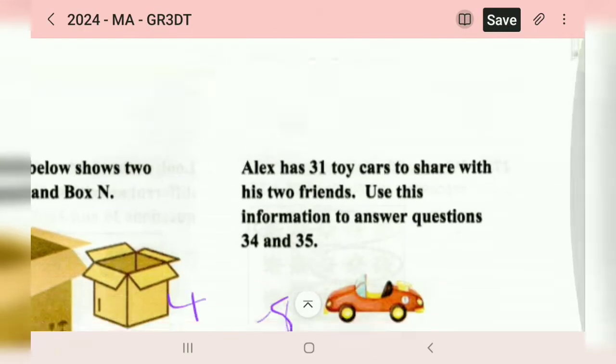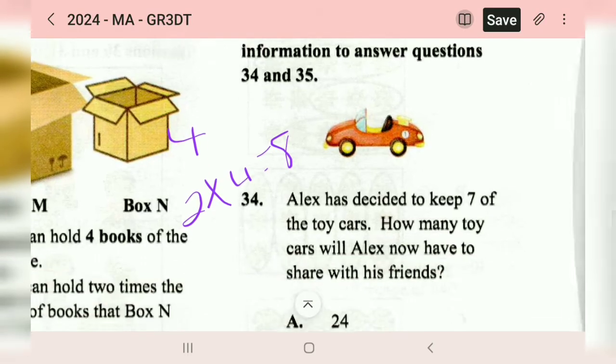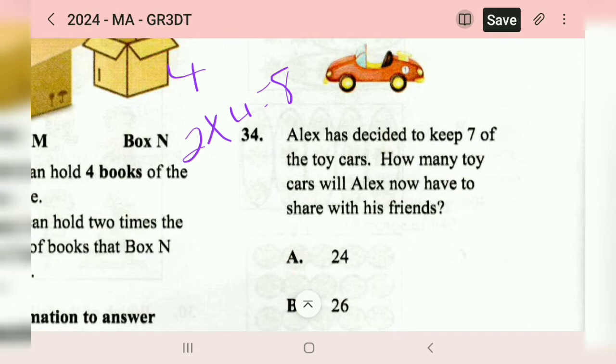Let's look at 34. Alex has 31 toy cars to share with his 2 friends. Use this information to answer items or questions 34 and 35. So yes, 31 toy cars. Alex has decided to keep 7 of the toys. Alright, so you're going to take out 7 from 31. So let's go 7 from 10. You're left with 3. So that 21 plus the 3 is going to be 24.